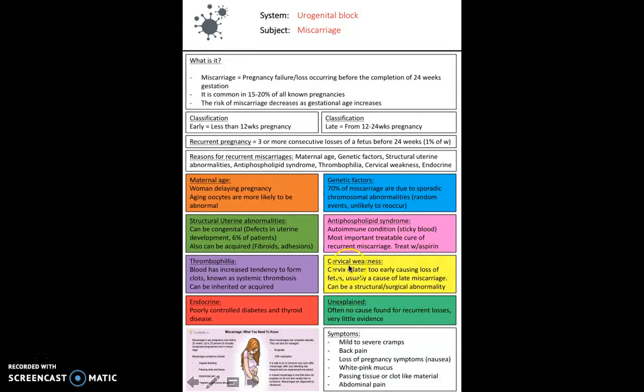Also there's cervical weakness, so this is where the cervix dilates too early, causing the expulsion of a fetus too early, and this is usually a cause of late miscarriage. Lastly, the last cause essentially is unexplained. Often there's no cause for a recurrent miscarriage, which can be especially quite traumatic for the parent, but there's very little evidence to support why this happens.